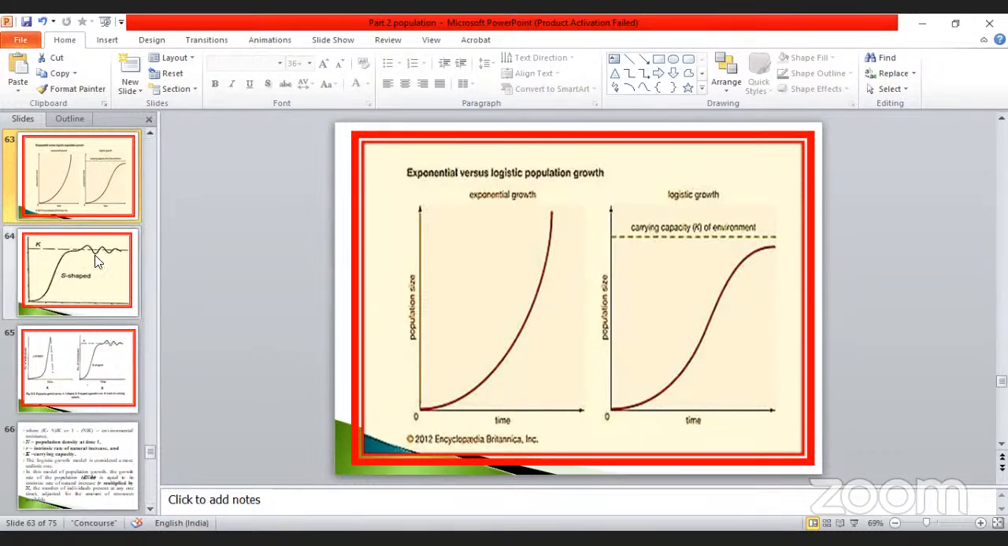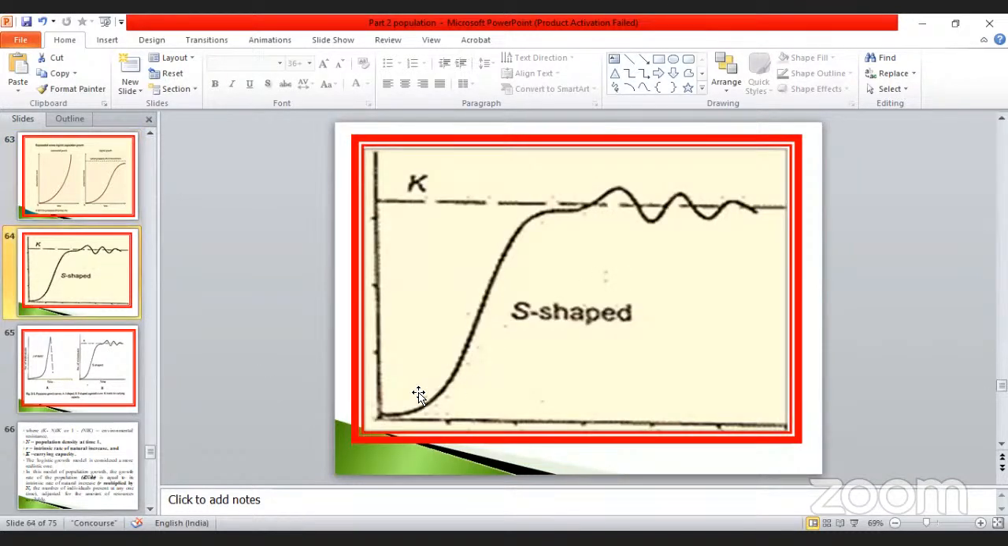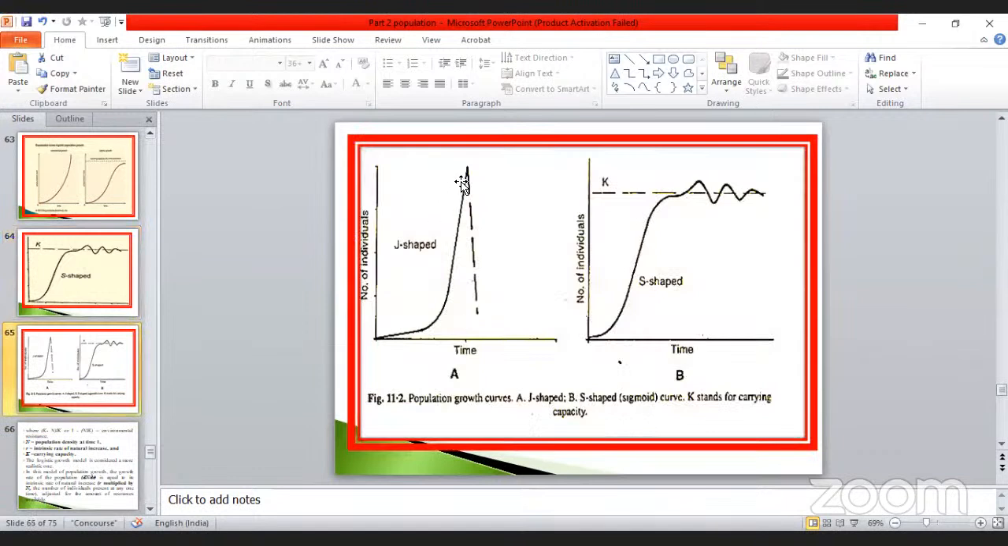This is another category. See this, these are the S-shaped curves. This is the S-shaped curve they have given in the book. Another one I will also show you. See here, there are three phases. This one is called the initial stage. This is called the log phase. This is the lag phase. Suddenly it declines. This is called the J-shaped curve. And what about here? This is the S-shaped curve. So the structure will look like this.